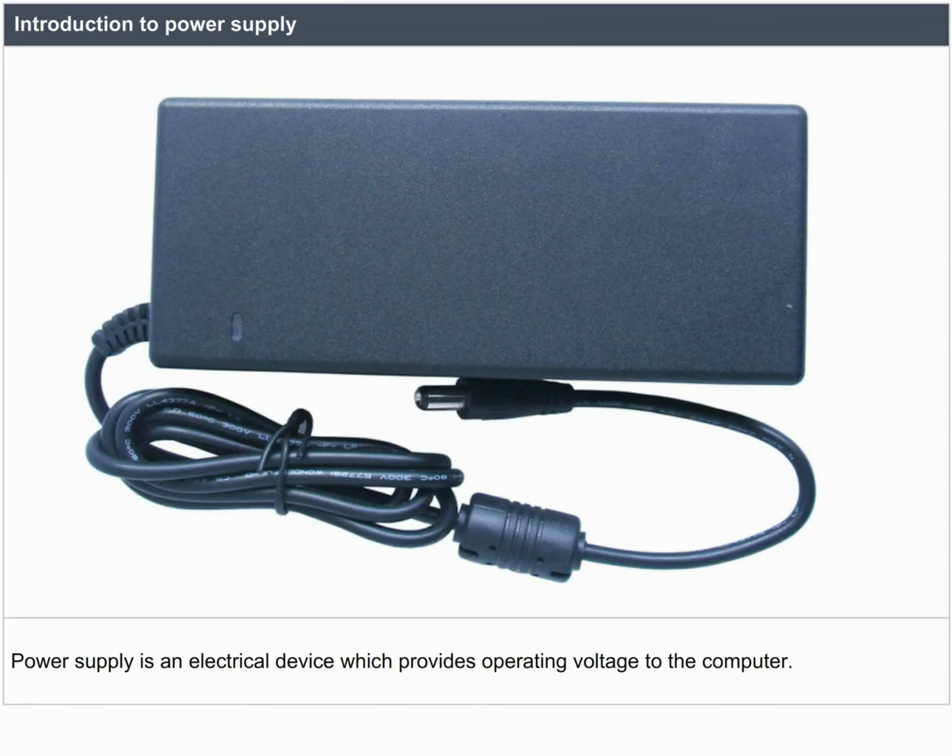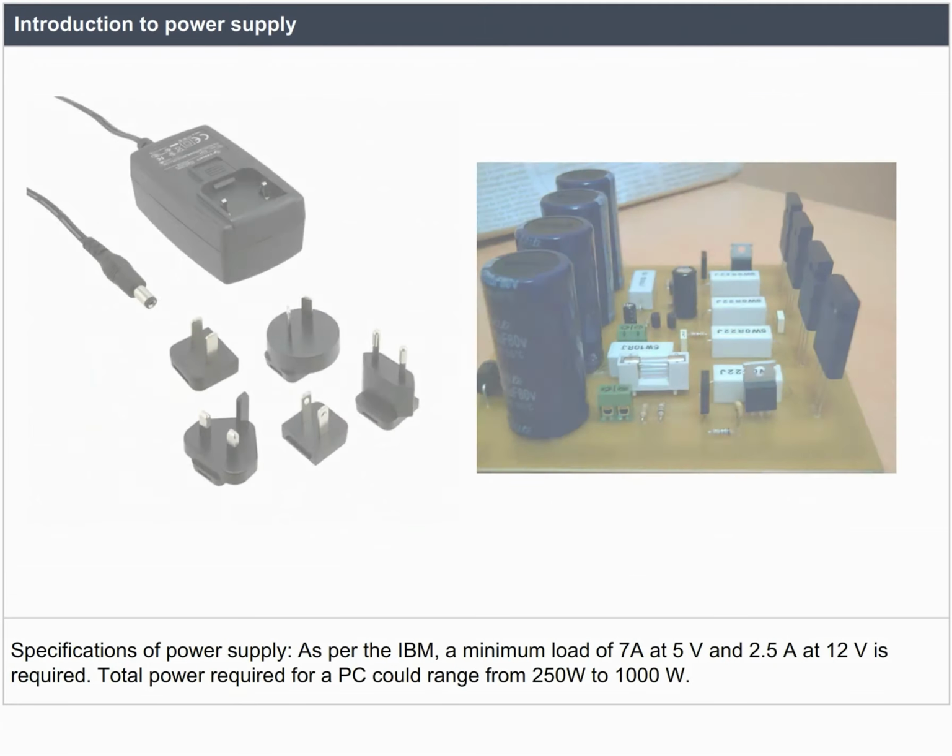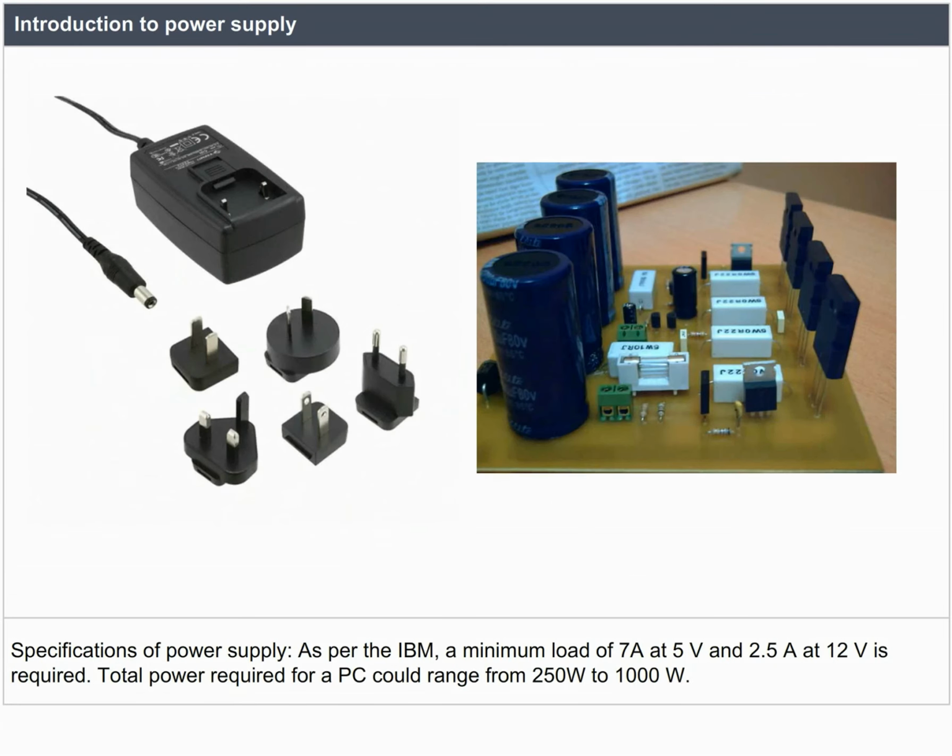Introduction to power supply. Power supply is an electrical device which provides operating voltage to the computer. Specifications of power supply. As per IBM, a minimum load of 7 amperes at 5 volts and 2.5 amperes at 12 volts is required. The total power required for a PC could range from 250 watts to 1000 watts.